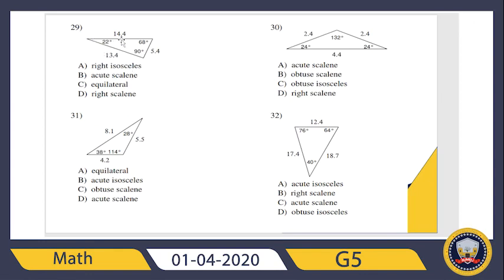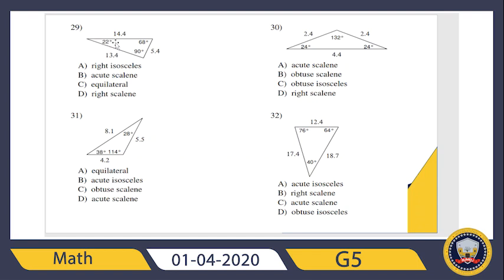The first side equals 14.4, the second side 13.4, and the third side equals 5.4. That means no side is equal to the other. All sides are different in length. Okay, let's see the angles. So all sides are different in length, so it's called a scalene triangle. Scalene because all the sides are different in length. Okay. Let's go for the angles.